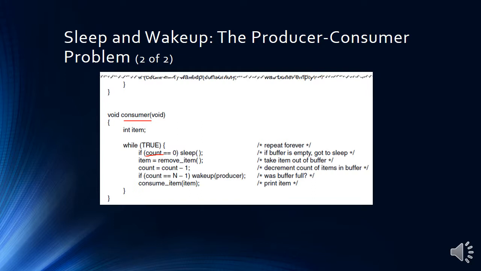Reasoning that count was just 0 and thus the consumer must be sleeping, the producer calls wakeup to wake the consumer up. Unfortunately, the consumer is not yet logically asleep, so the wakeup signal is lost. When the consumer next runs, it will test the value of count it previously read, find it to be 0, and go to sleep. Sooner or later, the producer will fill up the buffer and also go to sleep. Now, both will sleep forever.